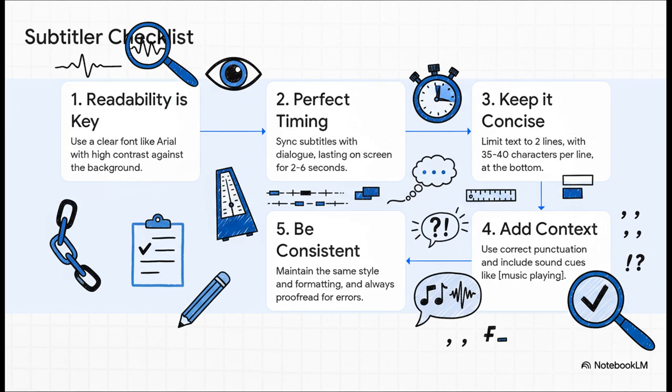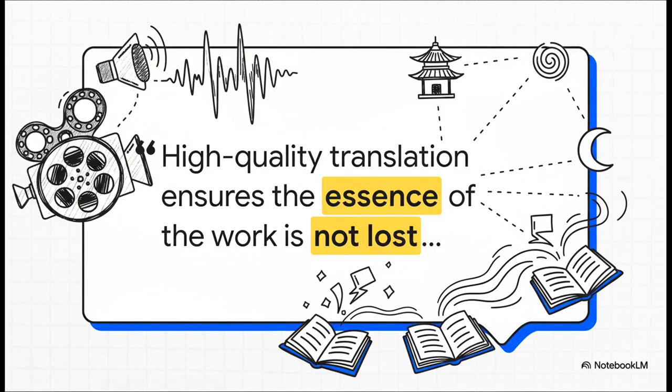The standard is no more than 2 lines with around 35 to 40 characters per line. 4, context is crucial, which means proper punctuation and those important sound descriptions. And finally, number 5, consistency and proofreading. You have to maintain the same style, and mistakes are a huge no-no. And this quote just says it all perfectly. The real goal isn't just a word-for-word translation. It's about preserving the artistic and cultural soul of the original work. A truly great subtitler makes sure that the essence of the story makes the journey across languages.